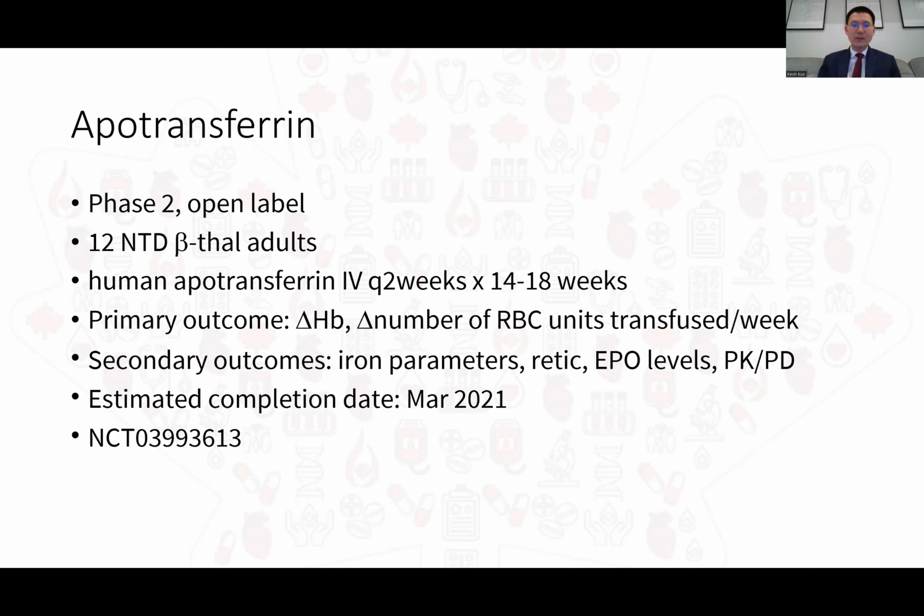In a phase 2 open label trial of 12 non-transfusion dependent beta thalassemic adults, human apotransferrin is given intravenously every 2 weeks for 14 to 18 weeks. The primary outcome includes a change in hemoglobin and changes in the number of red blood cell units transfused per week. Secondary outcomes include iron parameters, reticulocyte counts, erythropoietin levels, as well as PK/PD parameters. The estimated completion date is March 2021.